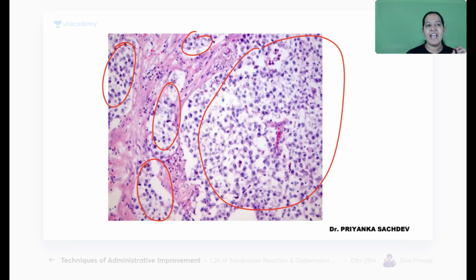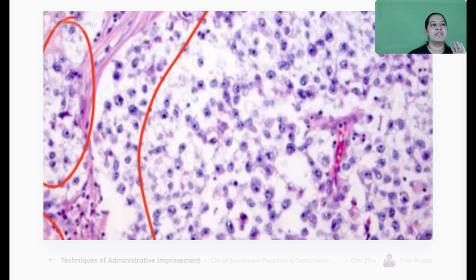Now let me zoom in. Each tumor cell is large with a central nucleus and a nucleoli, and the cytoplasm is clear. Tumor cell is circular, large with a central nucleus with a prominent nucleoli, and the cytoplasm is clear. See any tumor cell of your choice. The cytoplasm is clear. This is the nucleus and this is the nucleoli. In all tumor cells, you will find the same histology.